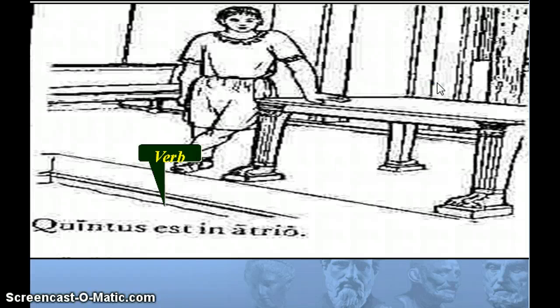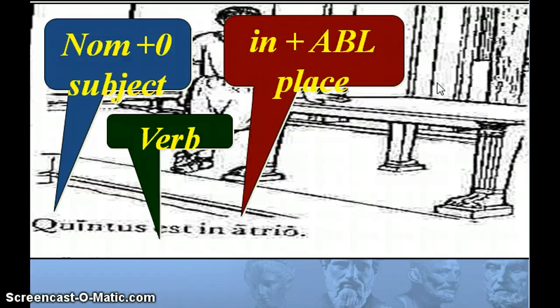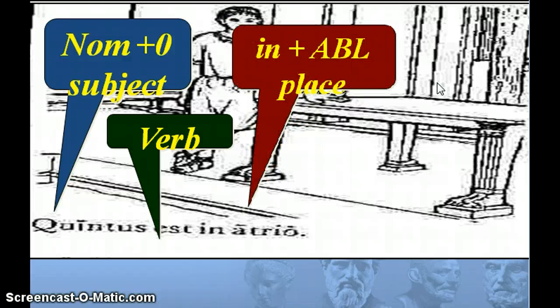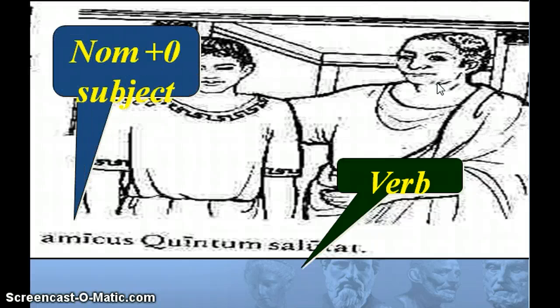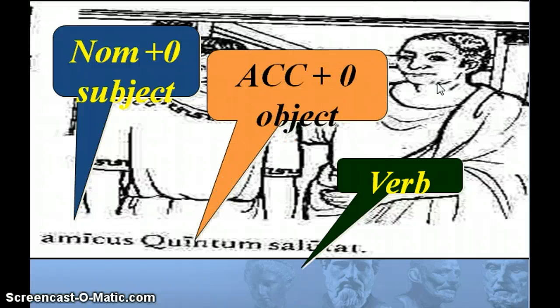Where's the verb? Est. Who's doing the being? Quintus is doing the being. And then where's Quintus being? In atrio, in the atrium. Oh, a creepy, creepy picture. So let's look at the verb. Salutat. Who's doing the greeting? The creepy friend. Look at Quintus's face. Doesn't he look uncomfortable? And then, so the subject, amicus, greets the, what's he greeting? The object phrase. Which is the object? That which is accusative, quintum.